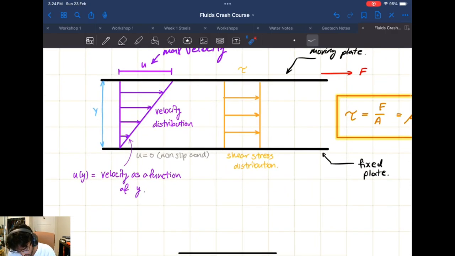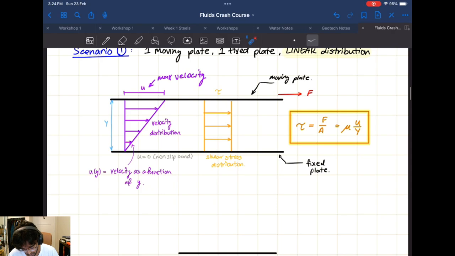This is what we call a no-slip condition. The velocity at the fixed plate, the non-moving plate, will be 0. Again, you can think about it the same way: because the fluid is stuck to the fixed plate and it's not moving, the velocity of the fluid will be 0.